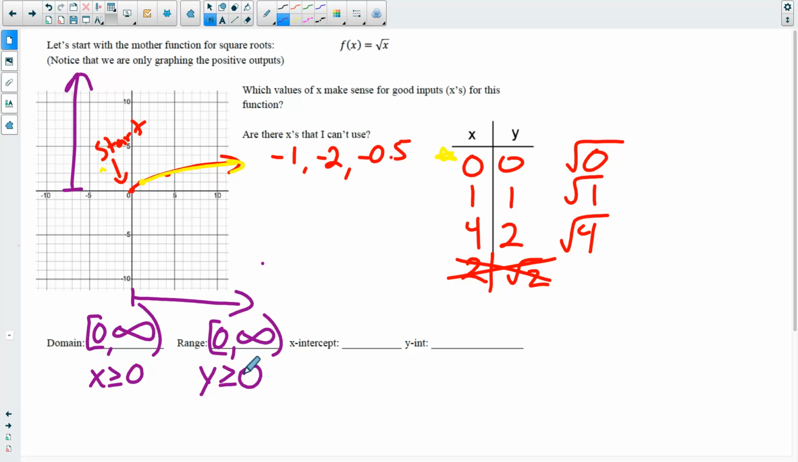X and y intercept for this mother function. This mother function, crazy. I know. It's the mother function, that's right. So for this mother function, what is it? 0, 0. Is that the end of it? So this is our mother function. Everything is based off of it. Everything. All the graphs that we look at today will get connected back to this one right here.